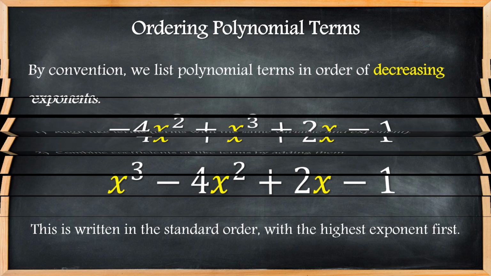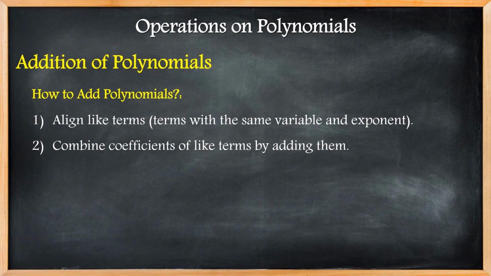So, the operations on polynomials. First, addition of polynomials. To add polynomials, follow these steps. 1. Align like terms. These are terms that have the same variable and exponent. 2. Combine their coefficients by adding them.